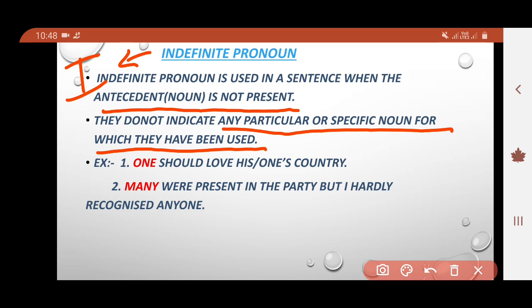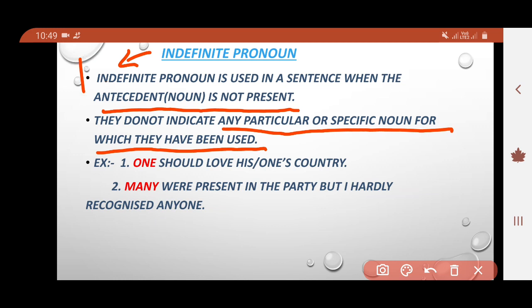A specific person or specific thing, but the indefinite pronoun shows the noun that is in indefinite number. That means it cannot be counted. It is used only to show everything. That means every person or anything in general, not in particular, not in specific form. So indefinite pronouns are used in a sentence when the noun is absent. That means the noun, like the name of any person, the name of any place, when the noun is not present, then we use indefinite pronoun.